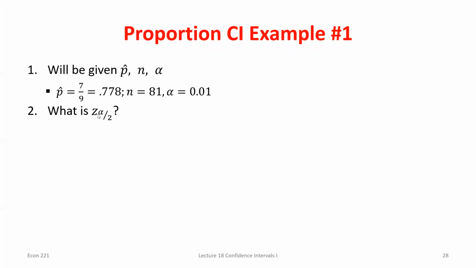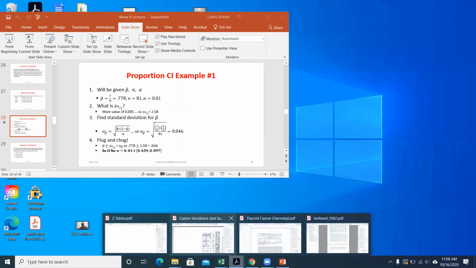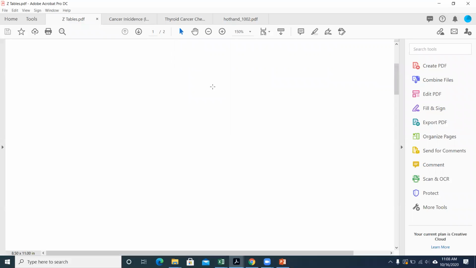Well, if alpha is 0.01, I look up alpha over 2, because I've got two sides to my confidence interval. So alpha divided by 2, 0.01 divided by 2, is 0.005. I then go to my tables here.